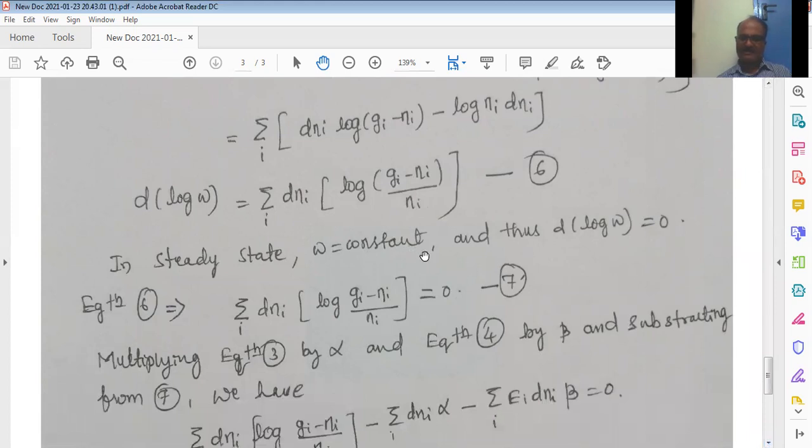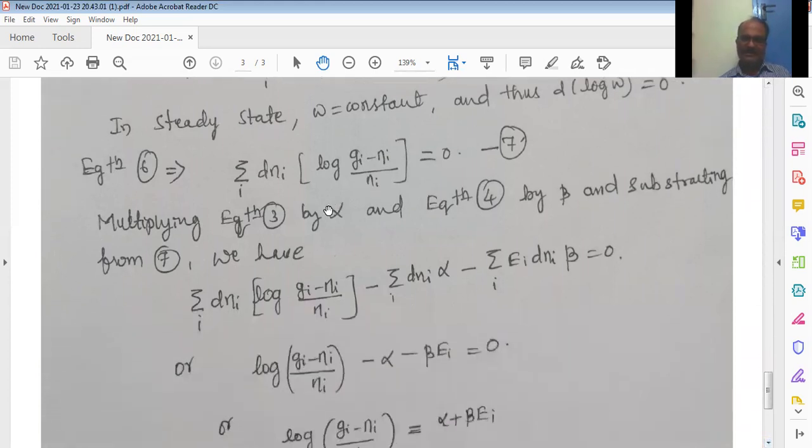So next, in the steady state, omega is constant, and thus d log of omega becomes zero. That means the LHS of equation 6 becomes 0, and therefore equation 6 becomes summation over i dNi log of Gi minus Ni divided by Ni is equal to 0. So this is equation 7.